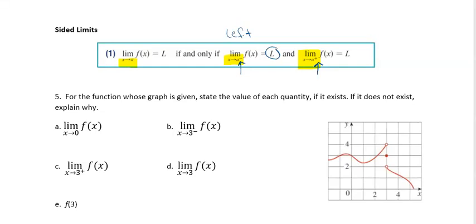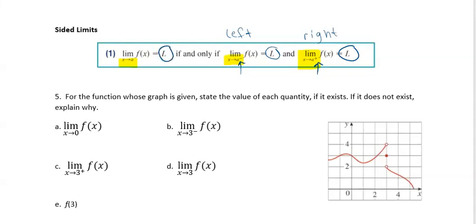Then we have the limit as x approaches a from the right. This means you're coming from the right going towards a. If a was 3, for example, you'd be coming from the right headed towards 3. So this is the right. And again, it is equal to L. If your left limit and your right limit are the same, then you can say the limit as x approaches just a, not signed with the left or the right, just a, has the value of L.